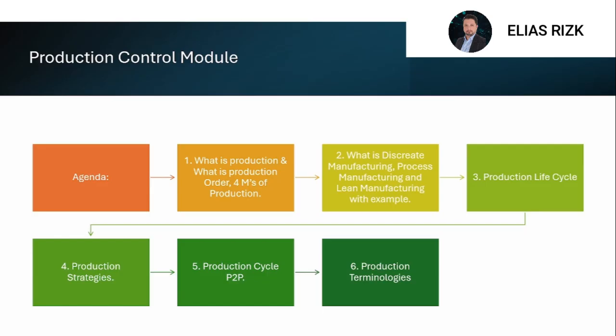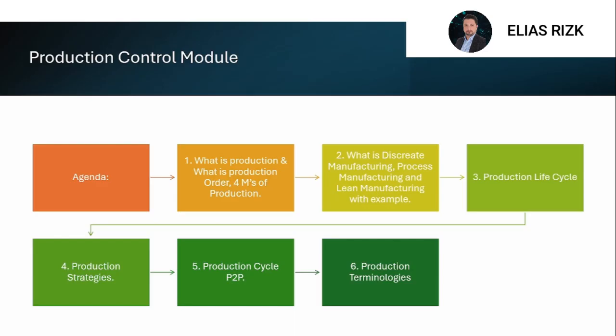Then we discuss discrete manufacturing, process manufacturing, and lean manufacturing. We discuss the different types, and we'll also cover some examples to get a better understanding of all the manufacturing processes. Then we move to the production life cycle. It's a basic manufacturing life cycle.